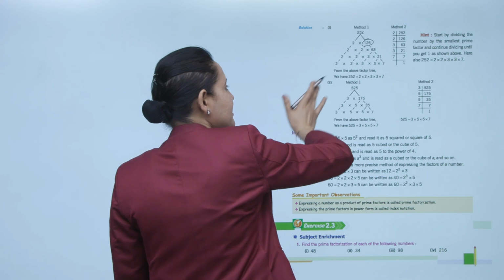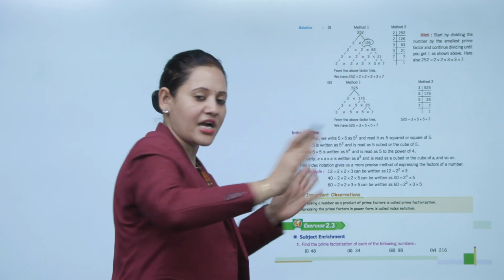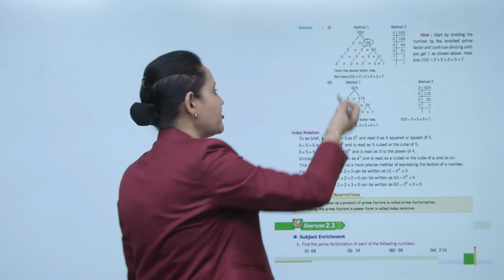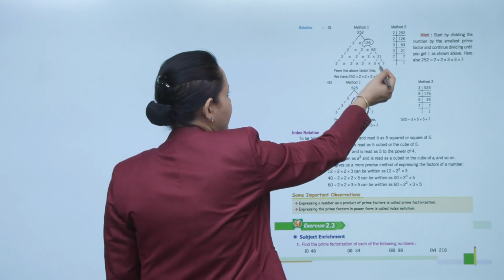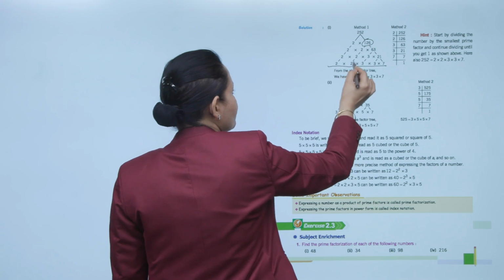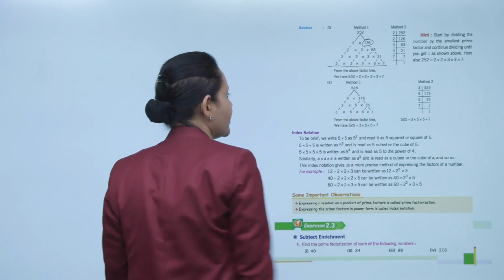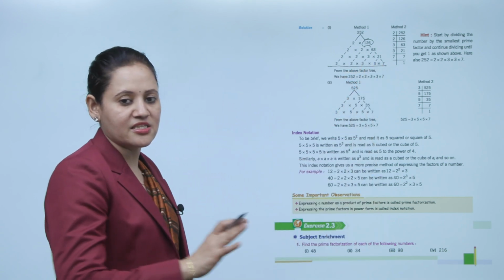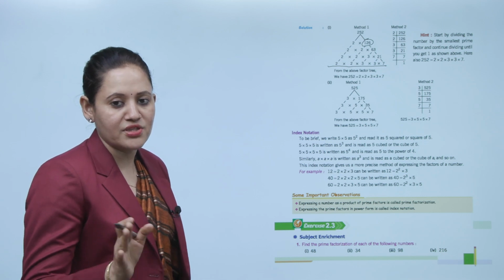Prime numbers we will write as it is, and composite numbers we will keep dividing further. Dividing by 3, we will get 21. Again dividing by 3, we will get 7. So here all these numbers, 2 into 2 into 3 into 3 into 7, are prime numbers, and this is the prime factorization of 252.